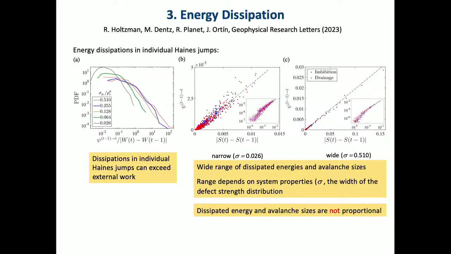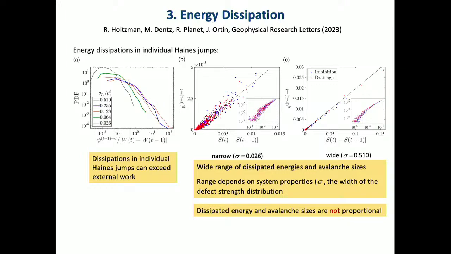Now, we can play with the model and find a few things. First, this is the ratio of energy dissipation in one Haynes jump compared to the work needed to produce it. And it turns out that these values are larger than 1. So it means that they can dissipate more energy than you put in an individual jump, because there was energy stored in the system, and you can release part of it in a Haynes jump, as shown here in those distributions. This is for two different statistical distributions of the disorder.